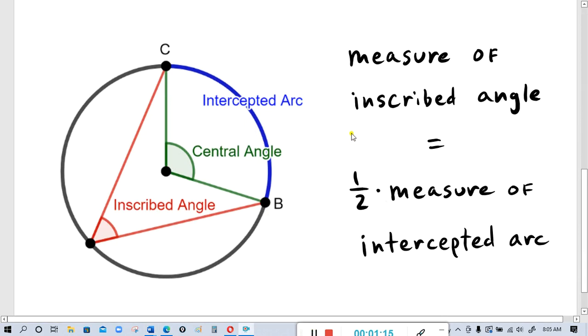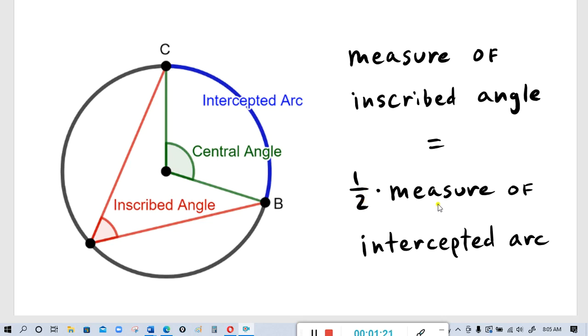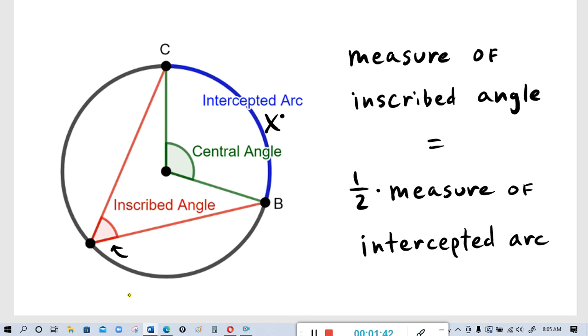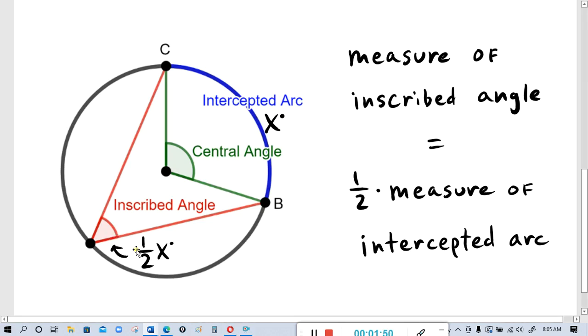Now for the inscribed angle, which is again right here, the measure of the inscribed angle equals 1/2 of the measure of the intercepted arc. So let's say, for the sake of argument, this arc, here in blue, had an angular measurement of x degrees. In that case, the inscribed angle would be 1/2 of that. So the inscribed angle right here would just be 1/2 times x degrees. So the inscribed angle is 1/2 of the measure of the intercepted arc.